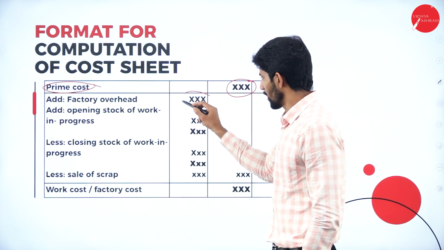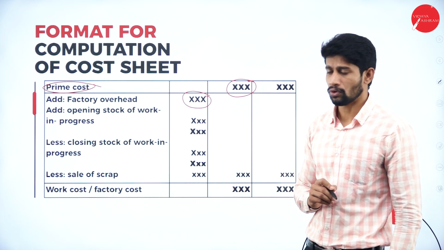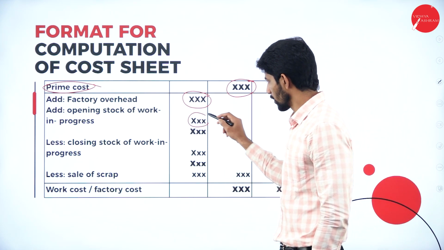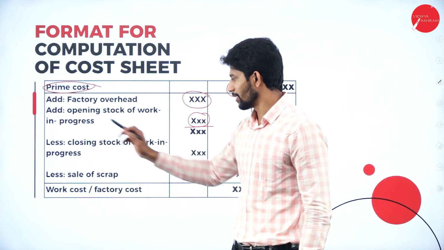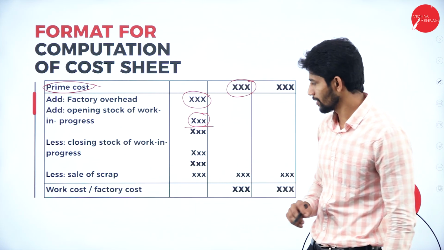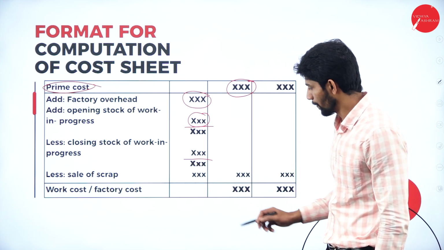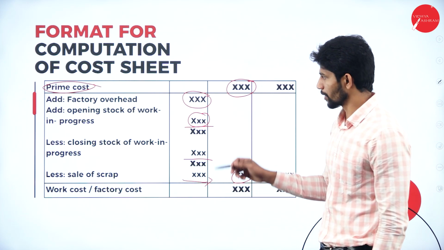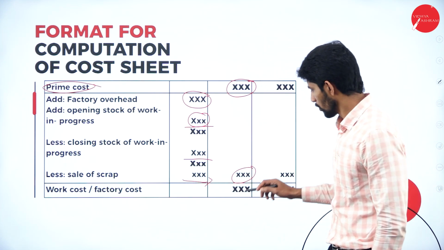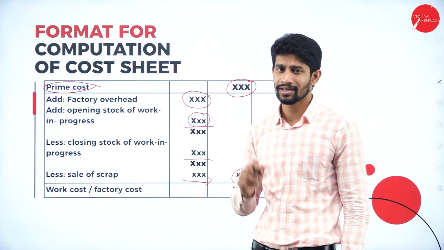You are going to get some value. For this value, add the opening stock of work in progress. You will get some balance. From that, less the closing stock of work in progress, you will get the balance. From this balance, less sale of scrap. After deducting, you get the total factory cost. You can find the per unit cost by dividing it by the number of units produced.